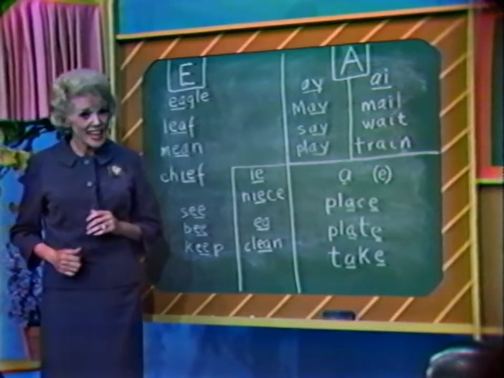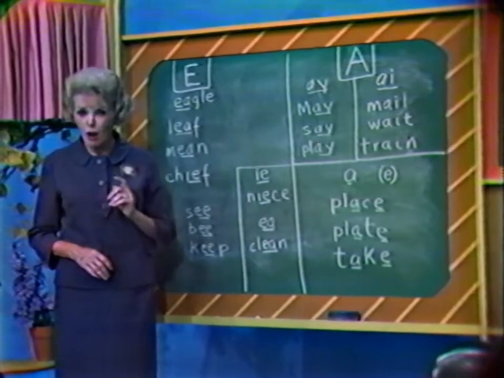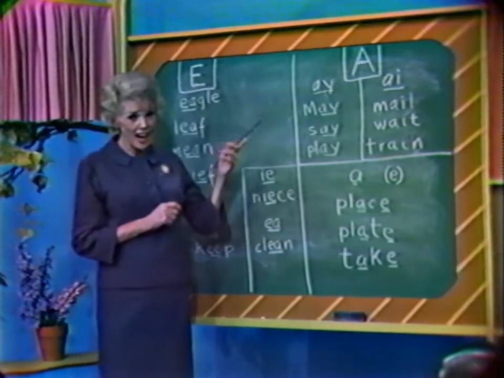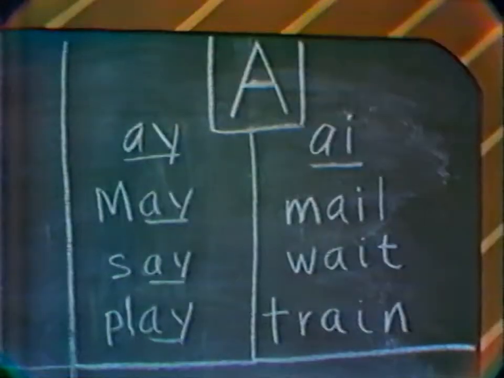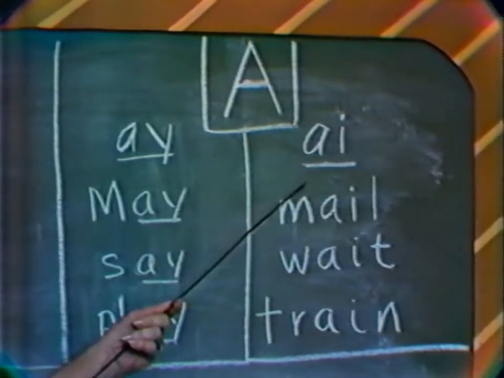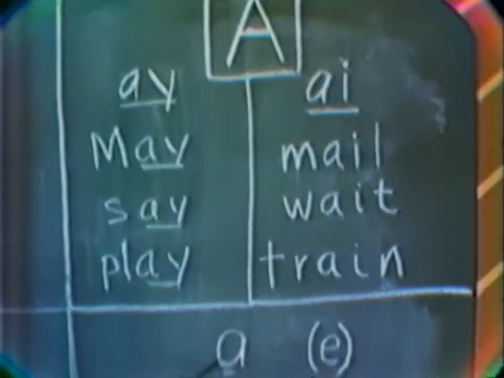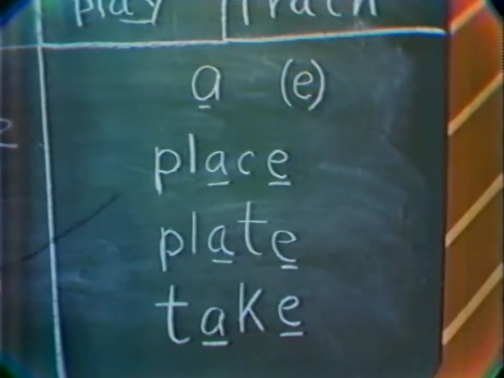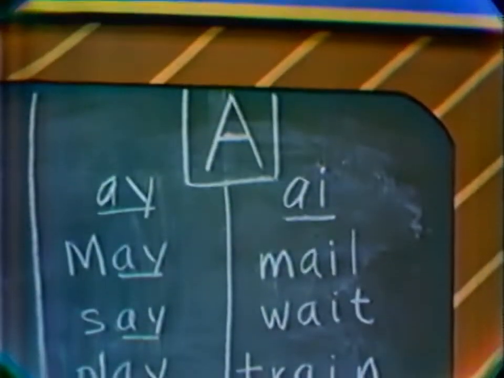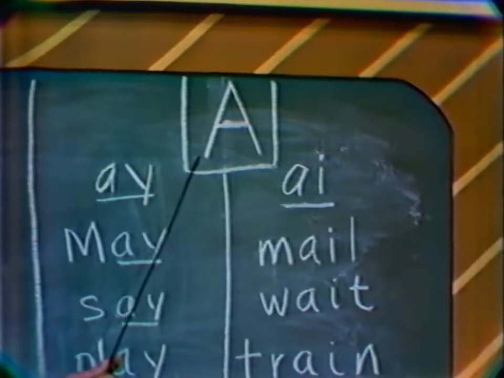Hello. Today, we're going to meet some more vowel pals like the AI and the AY that we met yesterday. When you see AI or AY or an A with a silent E, what do you say? That's right. You say A.